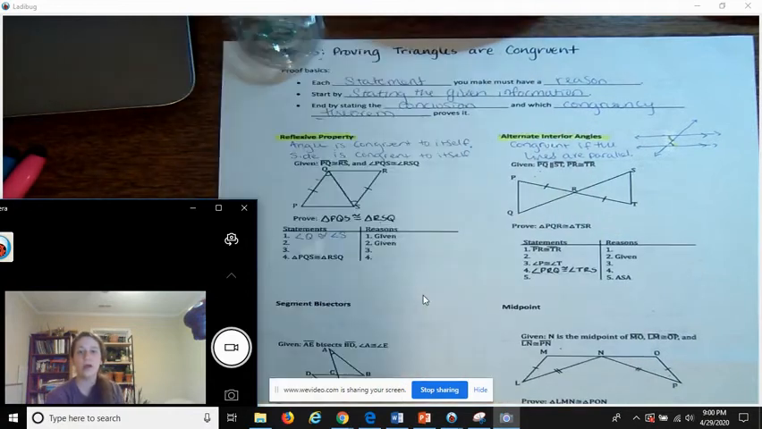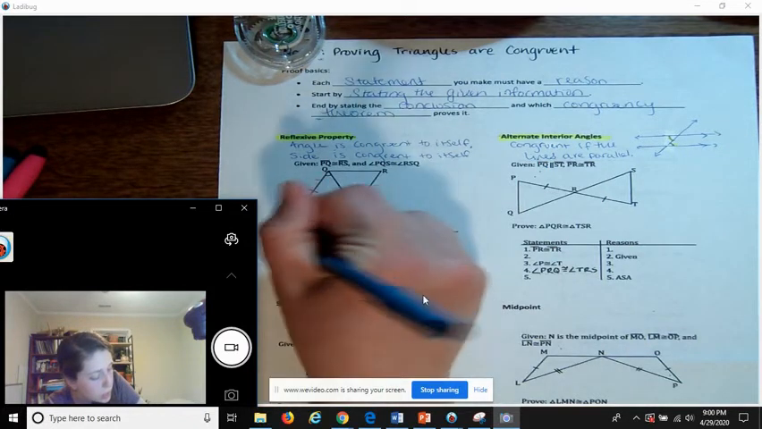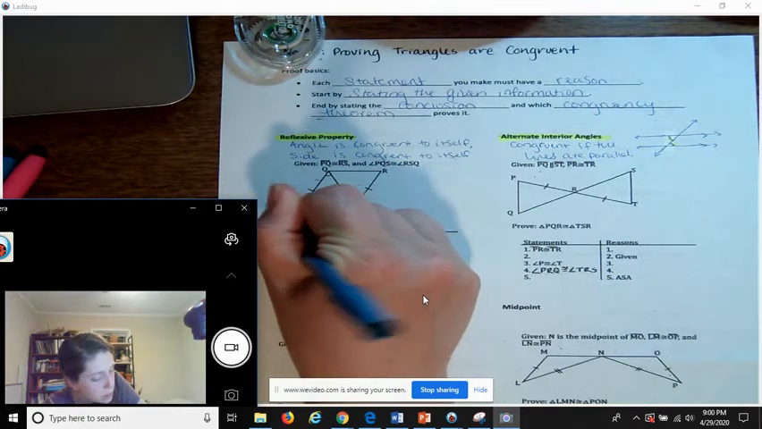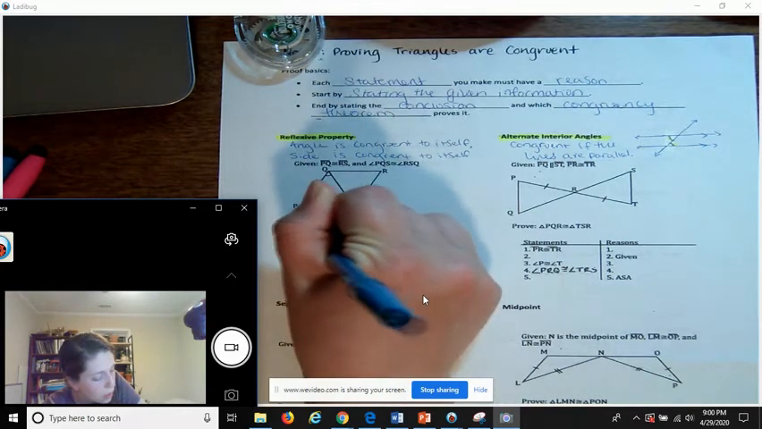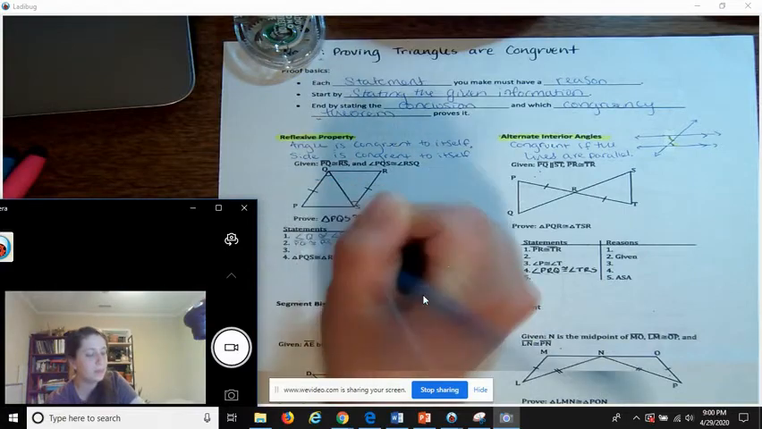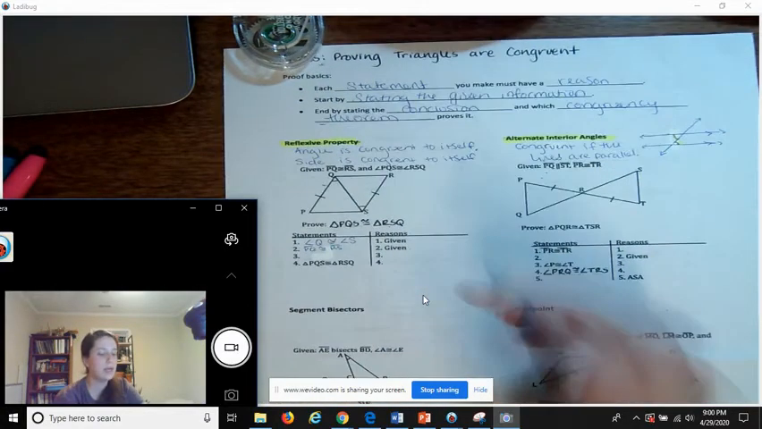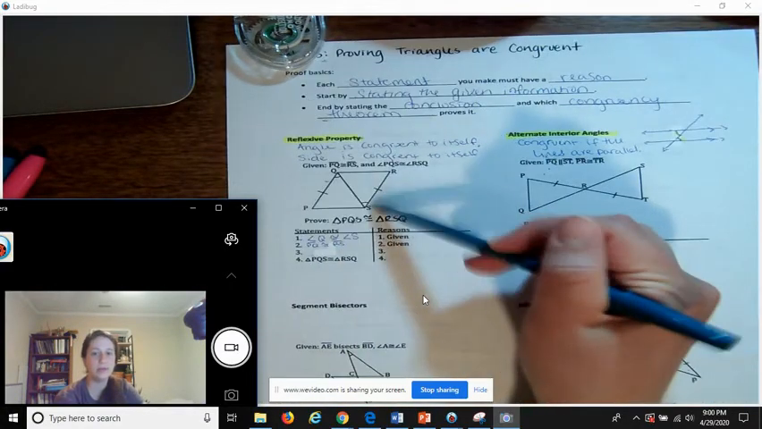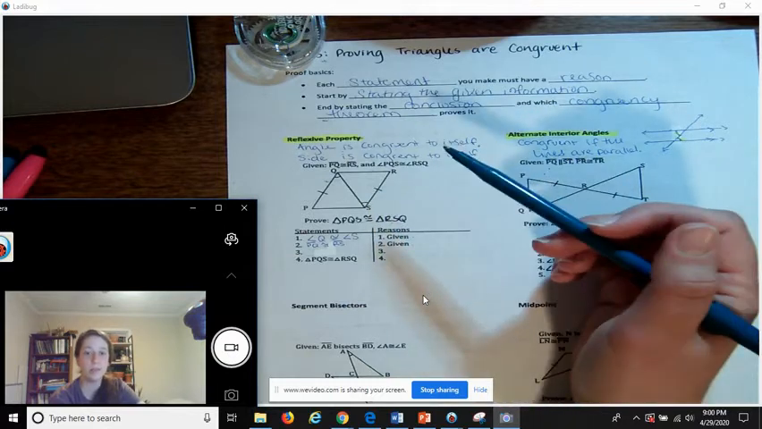All right. The second thing is that line PQ is congruent to line RS. So PQ is congruent to RS. Okay. And that's this line right here and that line right there. Those two are congruent because they're marked on the paper.